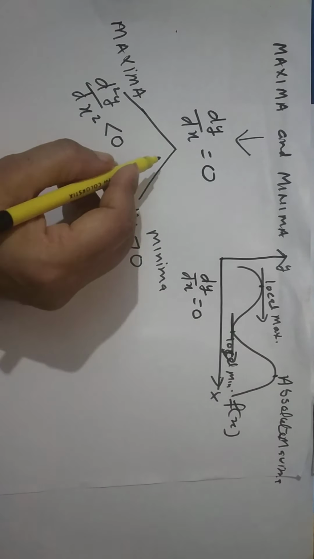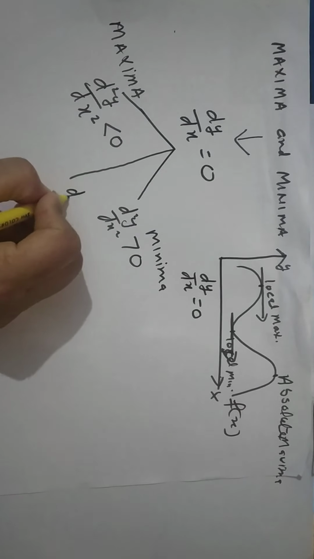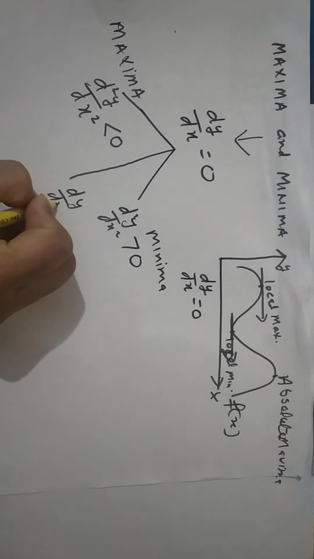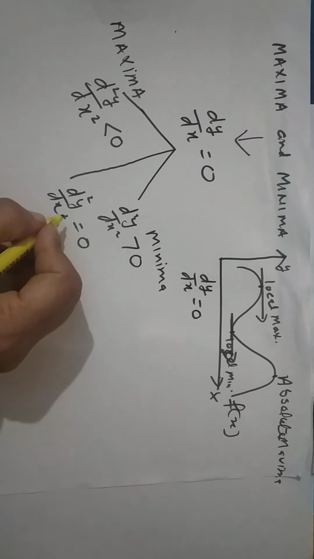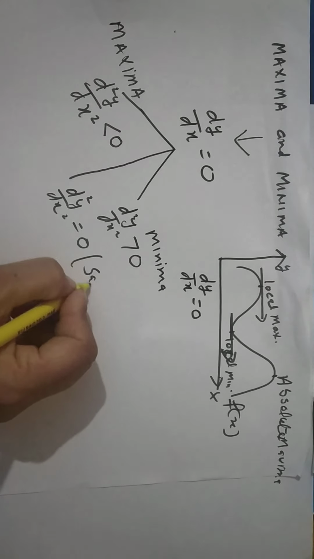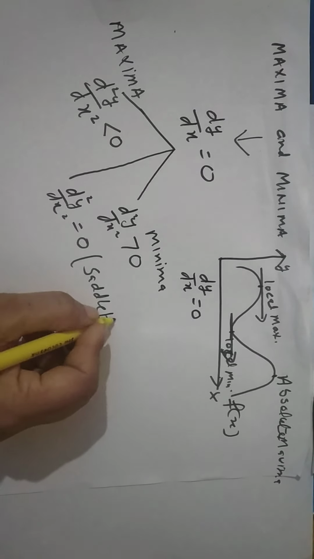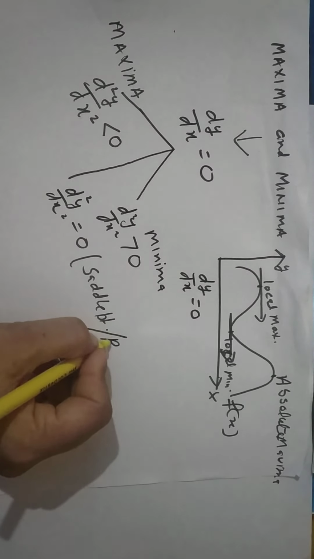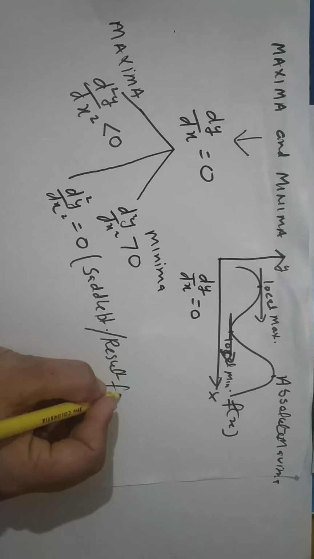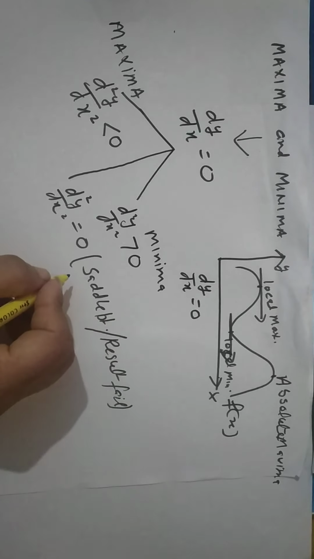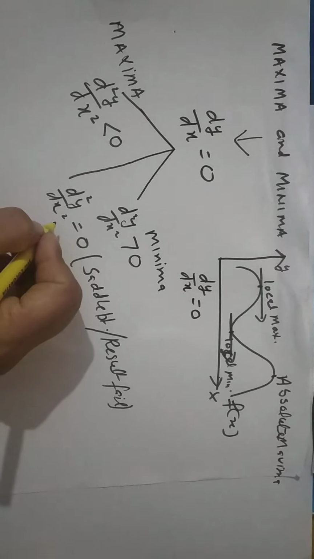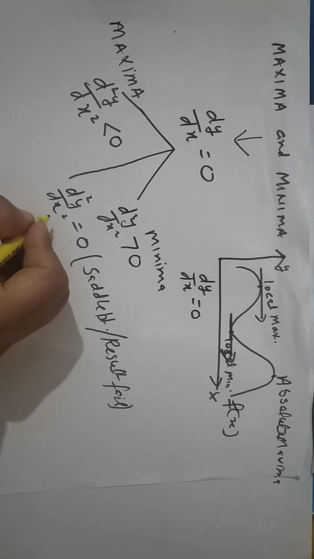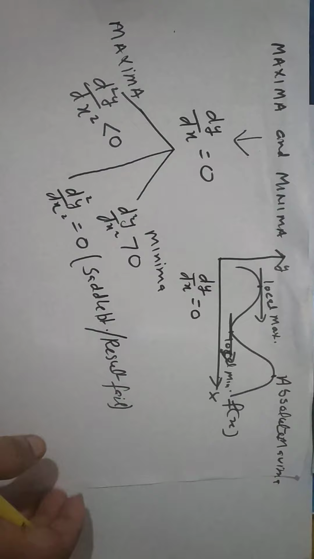And we can also take the third condition. If dy/dx is 0 and d square y/dx square is equal to 0, we say it is a saddle point, or you can say the result fails. It means we have to apply a further concept to find the condition of that point, whether it is maxima, minima or a saddle point. So these are the steps you have to do in questions.